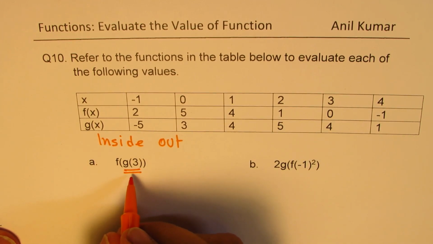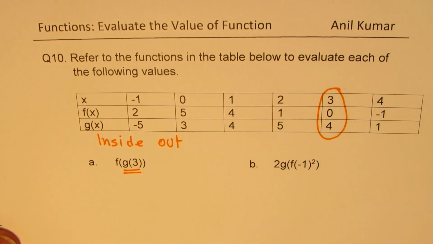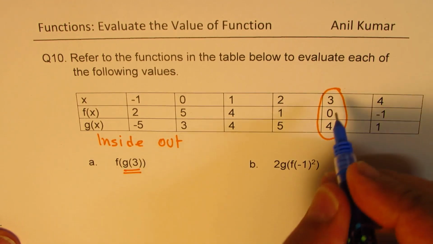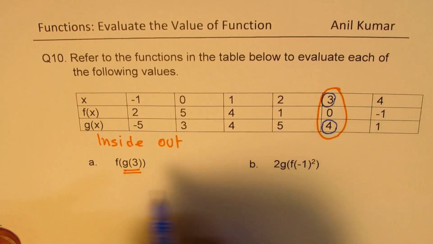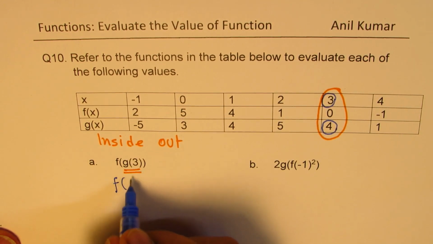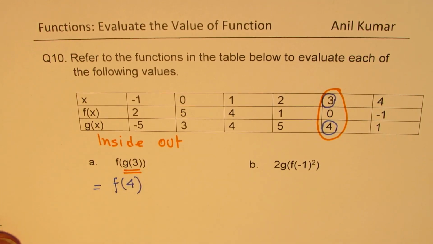So we are calculating g of 3. That means at 3, what is the value of g? That's what we are trying to see. At 3, the value of g is 4. So we write here f of g of 3 is f of 4. Do you see that? So we calculated the inside function g of 3.